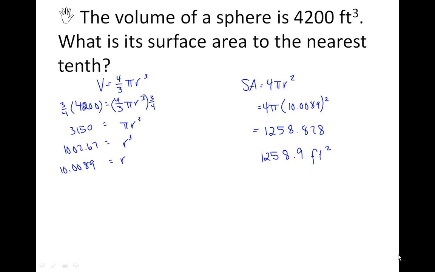So that is how to find the surface area and volume of spheres. It's very simple. We just have to keep our formulas in mind.